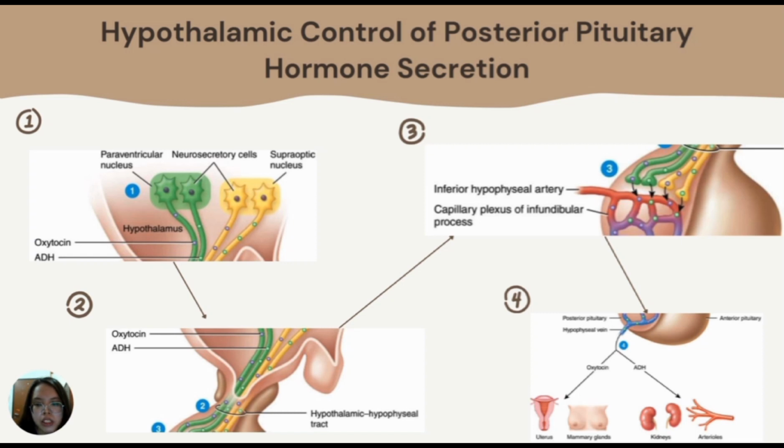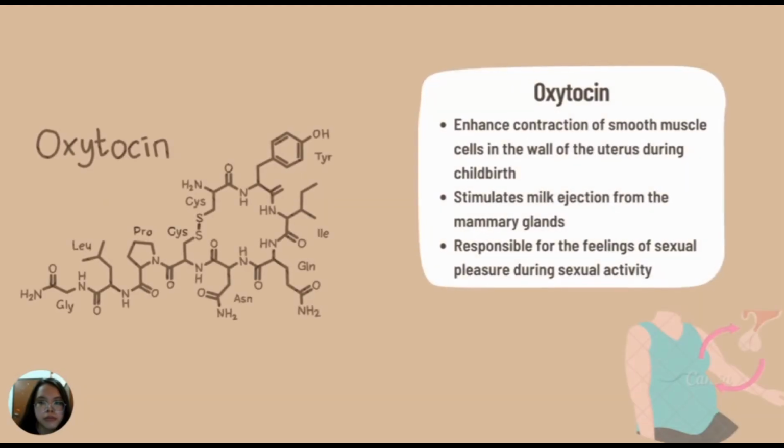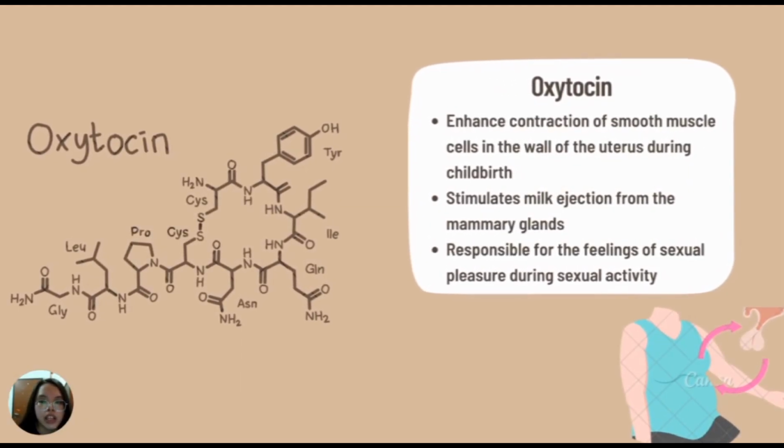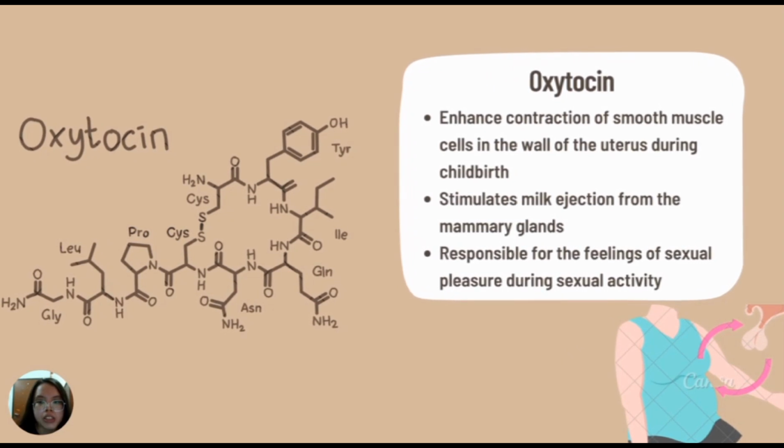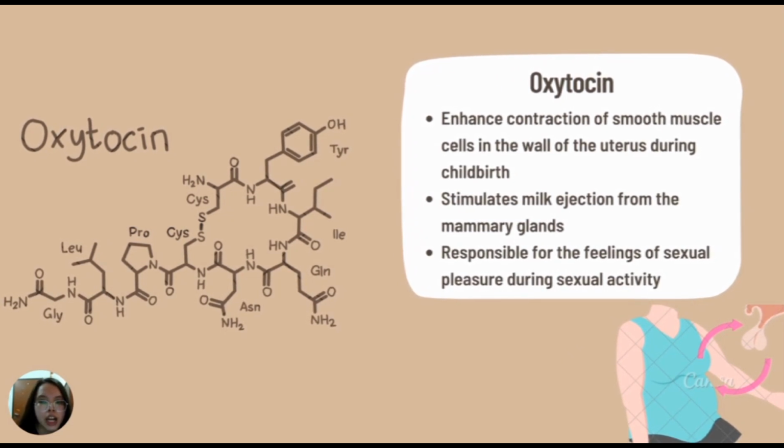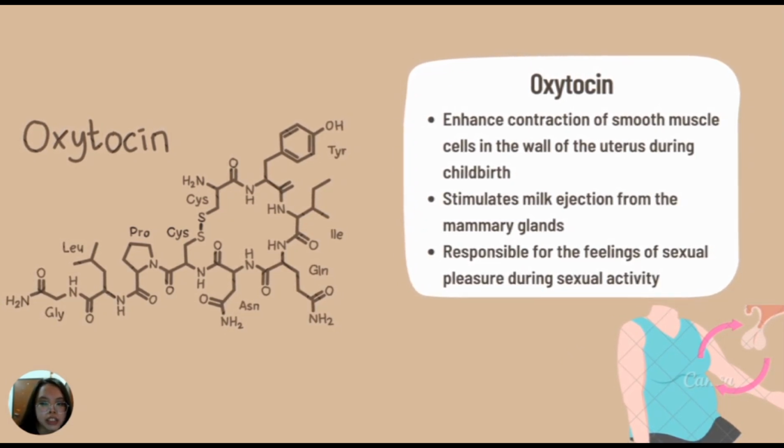The released oxytocin or ADH then travels to its target tissue. During and after the delivery of a baby, oxytocin affects two target tissues, which are the mother's uterus and breast. During delivery, stretching of the cervix of the uterus stimulates the release of oxytocin, which in turn enhances contraction of small muscle cells in the wall of the uterus.